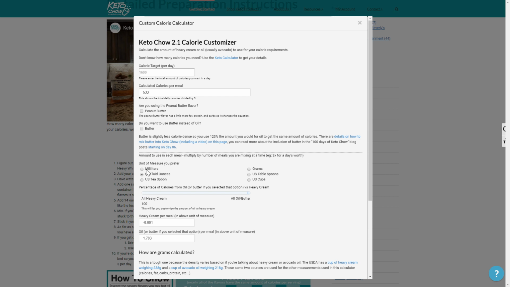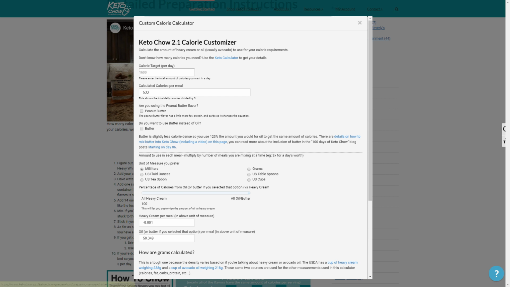If you wanted to use all oil, now that could be MCT oil, that could be avocado oil, that could be coconut oil. By and large, with very little exception, all oils have the same amount of calories per whatever, milliliter, gram, fluid ounce, teaspoon. They're all about the same. Butter is different because it has water in it and a little tiny bit of protein. And that makes it so it's not as calorie dense. So you use a little bit more in this. It's 123% the amount of butter as you would oil.